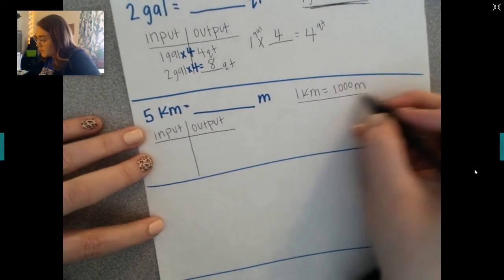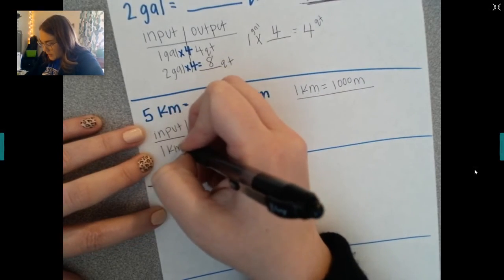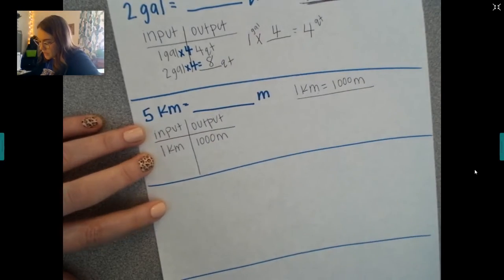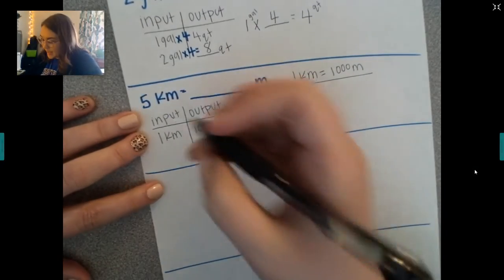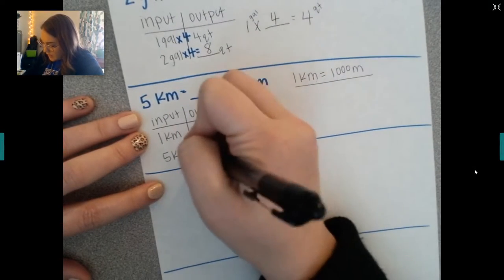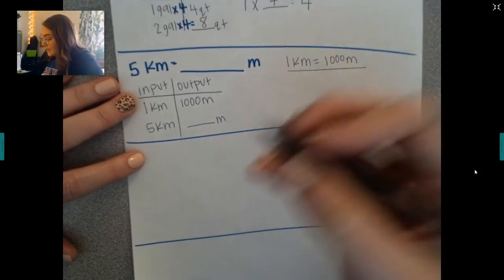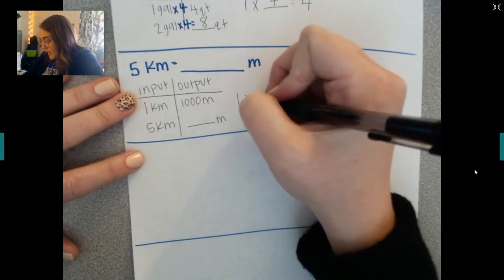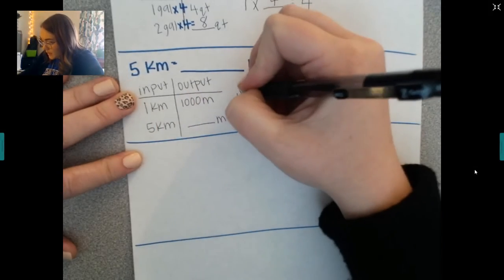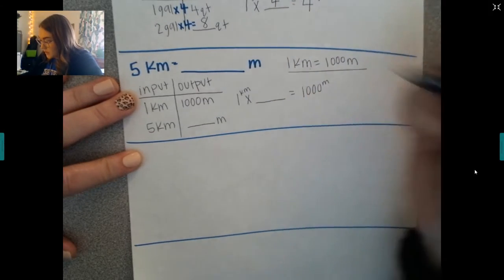Your conversion that you get from the star chart should be your first value in your input-output table. And then you go in and plug in your values from your question. So 5 kilometers equals how many meters? So now I think my input times what will give me my output. So 1 kilometer times what will give me 1,000 meters.